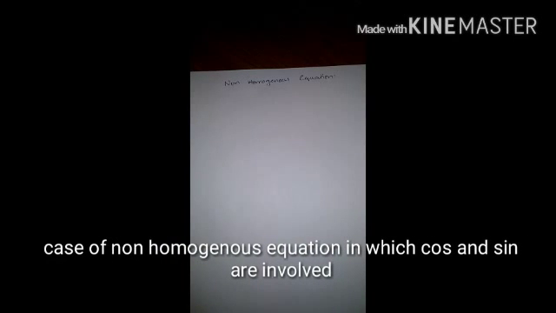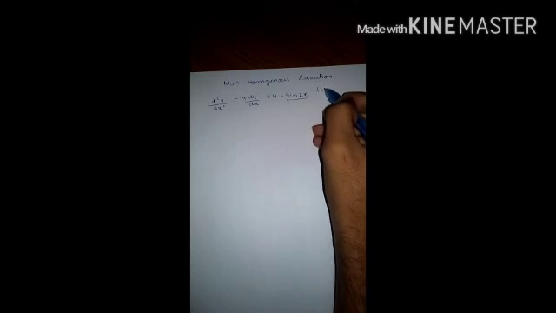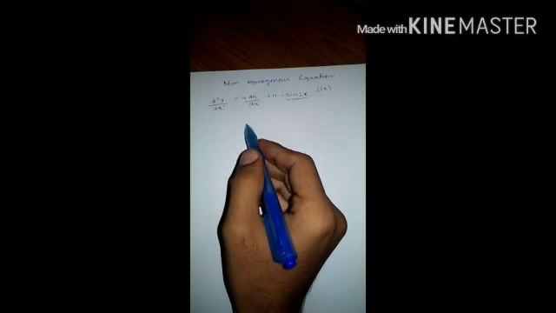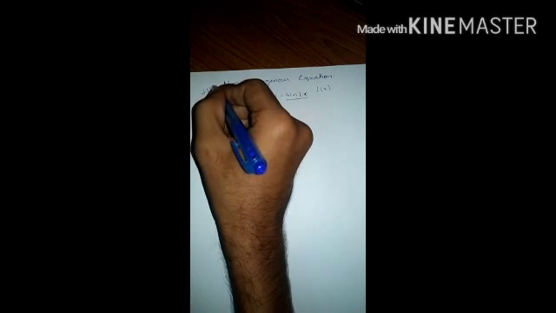This is Asan, and today we are going to discuss a case of a non-homogeneous equation in which sine or cos is involved. So let's have a look at an example. In this example we are given the function of x. This is f(x), and this is a function of f(D).